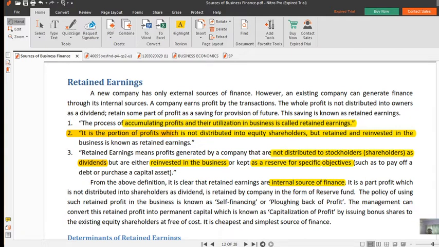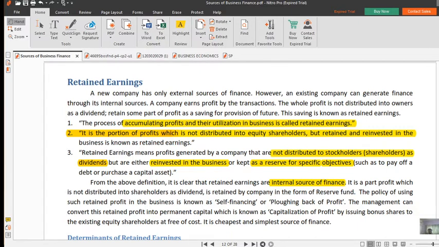The source of permanent capital is only equity shares. Convert this retained profit into permanent capital by converting it into equity shares through the process of capitalization of profit. Then what is meant by capitalization of profit? That is, reserve fund is used in the business as capital, known as capitalization of profit, by issuing bonus shares. Then what is meant by bonus share?